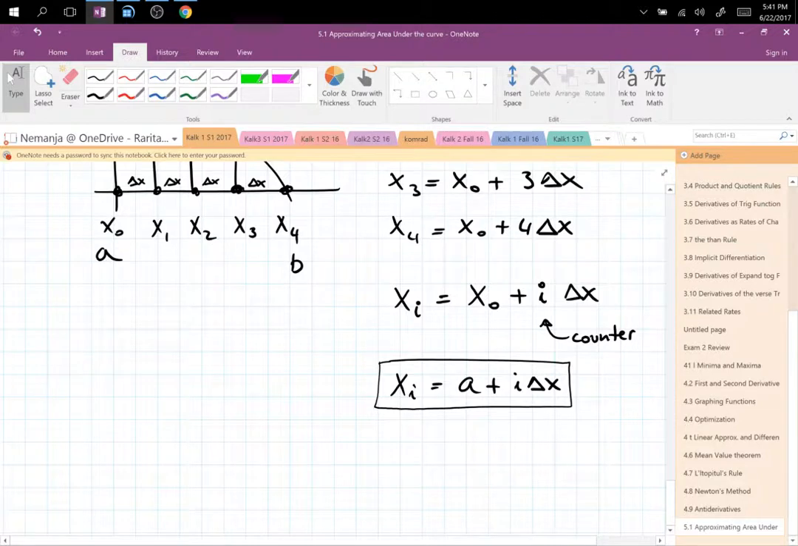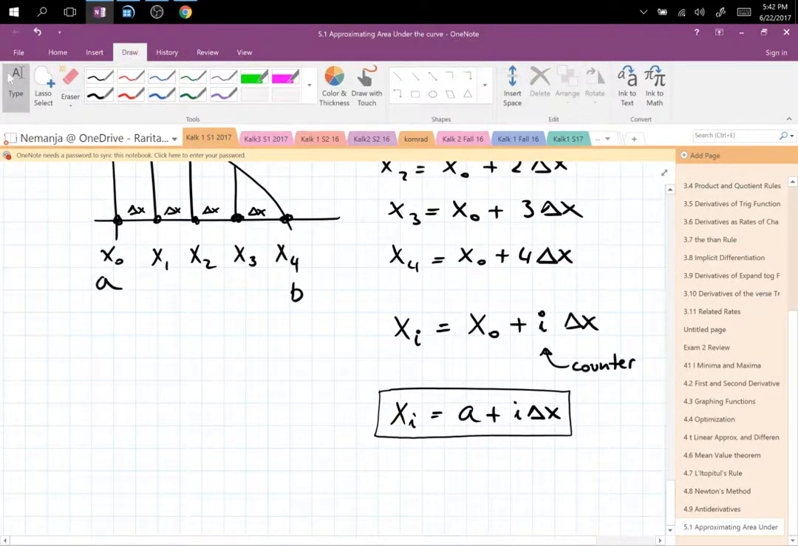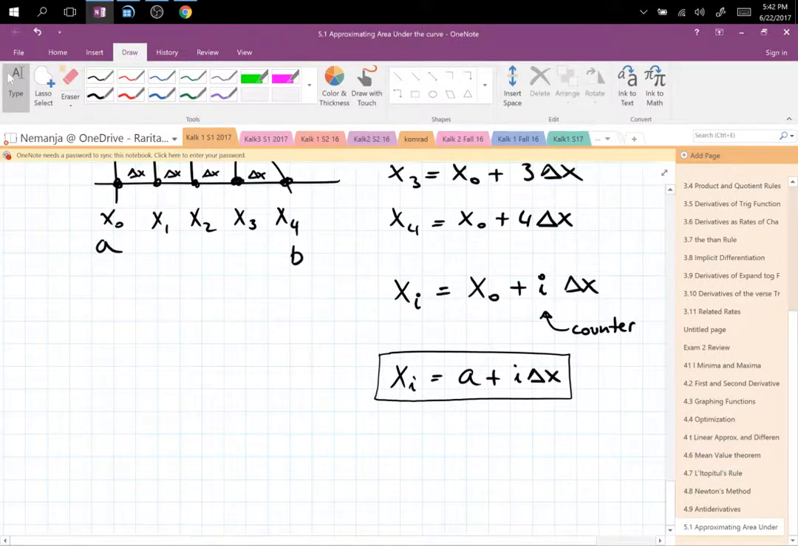So we can find location anywhere with this. Now, why would I want this? Well, think about this.